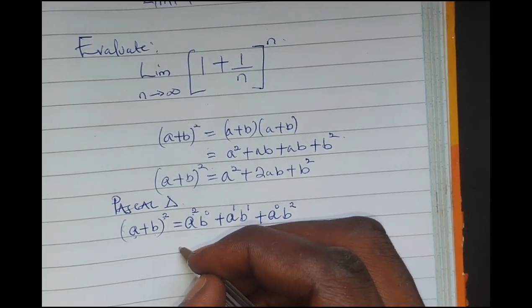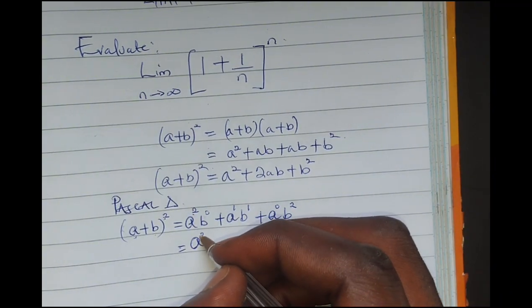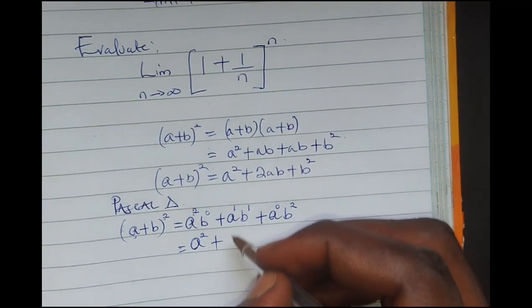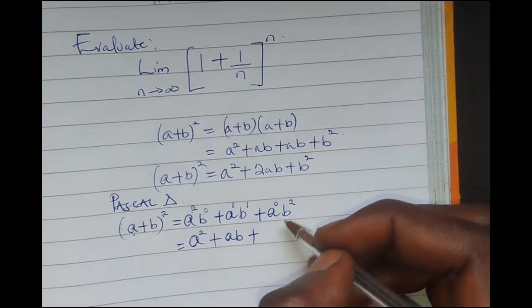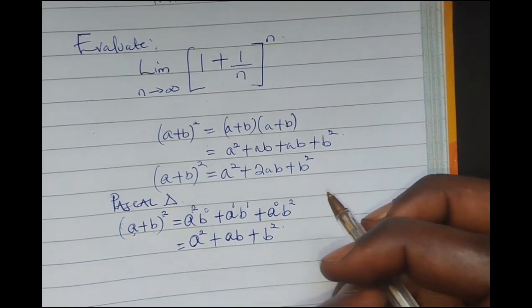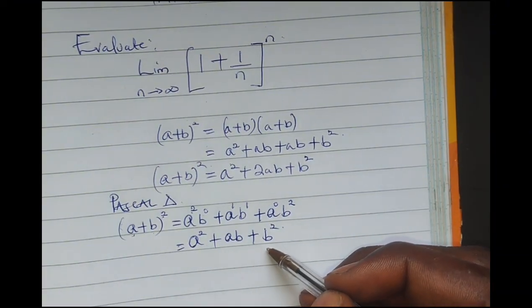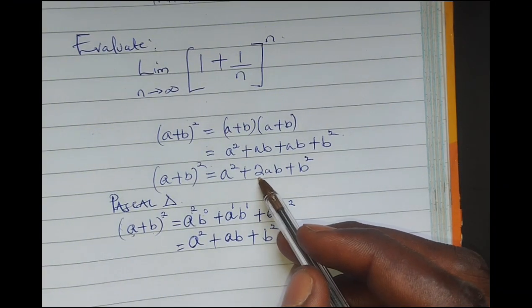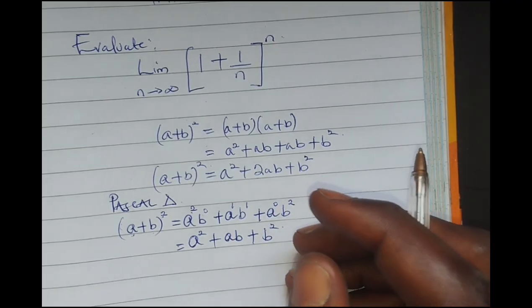So we can simplify by saying a squared, b0 is 1, so we have a squared, plus a1 is a, b1 is b, plus a0 is 1, b squared is b squared. Now you say you have a squared here, ab here, and b squared here, but in the expansion you have 2ab. Where is the 2 here? That's where Pascal comes in.